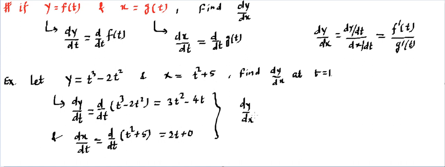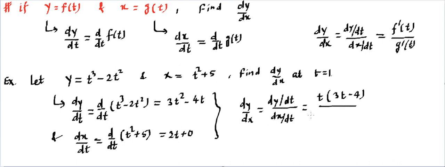So dy by dx will be equal to dy upon dt divided by dx upon dt. So this is basically handling the intermediary variable t, and then you can simply say that's going to be t, you can take common, so in bracket you are going to get 3t minus 4 for the first part, or numerator, divided by, in denominator, twice t. T and t getting cancelled out, so this will become 3t minus 4 divided by 2.